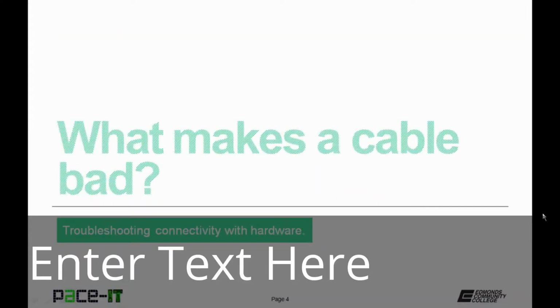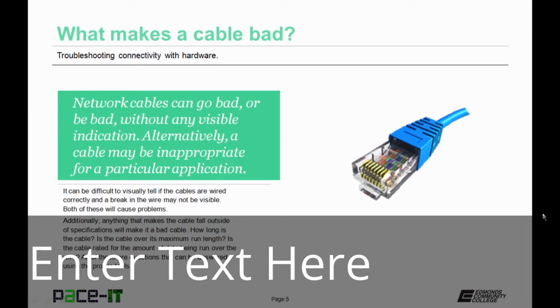We will begin with what makes a cable bad. Network cables can go bad or be bad without any visible indication. Alternatively, a cable may be inappropriate for a particular application. It can be difficult to visually tell if cables are wired correctly and/or a break in the wire may not be visible.